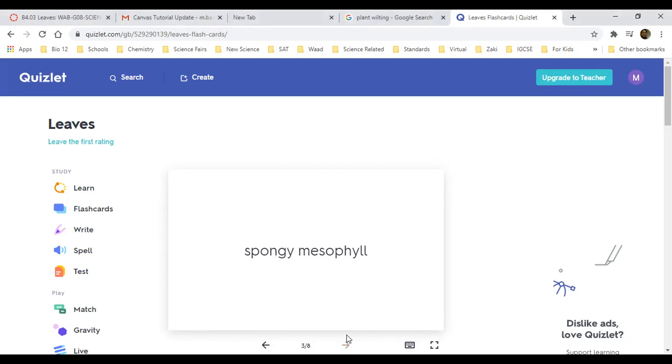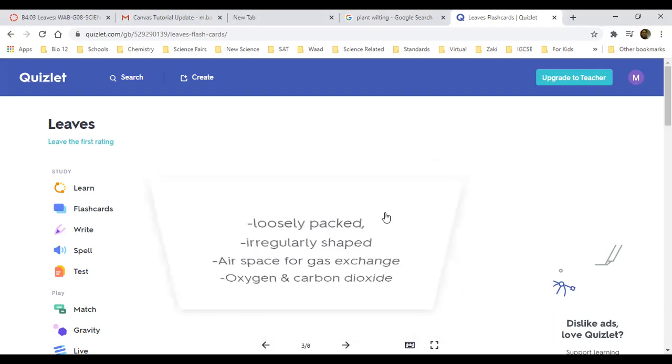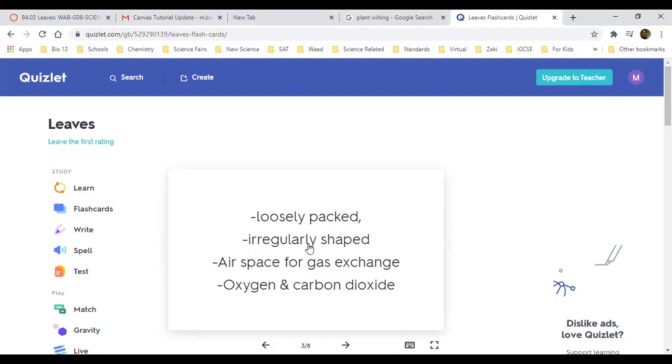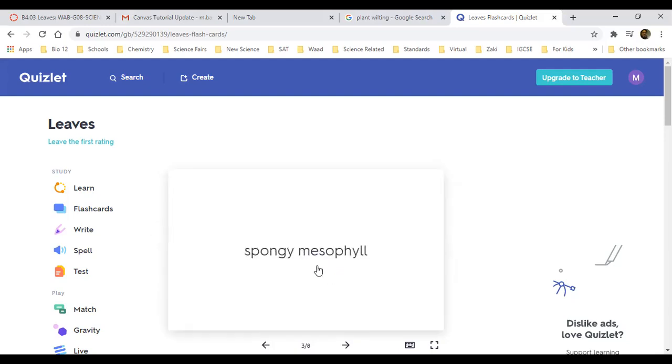Spongy mesophyll. It's in the middle. Yes. What kind of structure do they have, or what do they do? Random structure. Good. And has space between them. Okay, they're loosely packed, good, irregular shape. So the air space is for gas exchange, so that the gases can move around, right? Like water vapor, oxygen, and carbon dioxide. So that's why they're loosely packed. So good answer by Basim. Well done. Let's go to the next question.